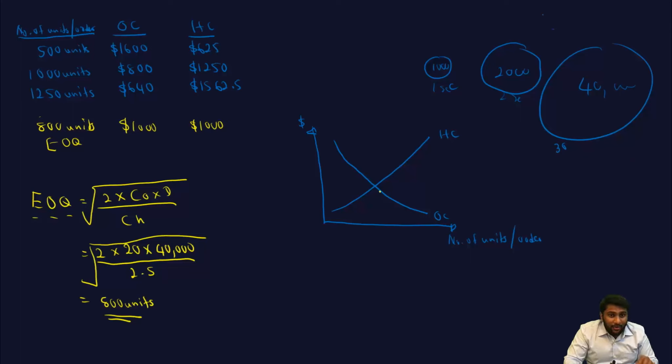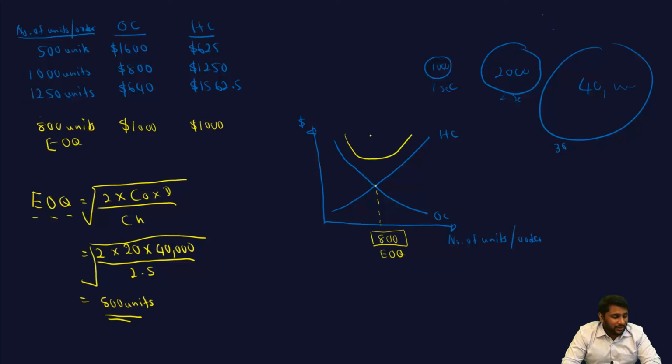So I would like to ask you a question. What is this point? What is this number of units? Here this is the number of units to be ordered per order. It is 800, which is your EOQ.